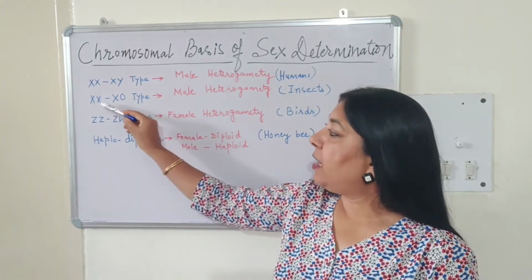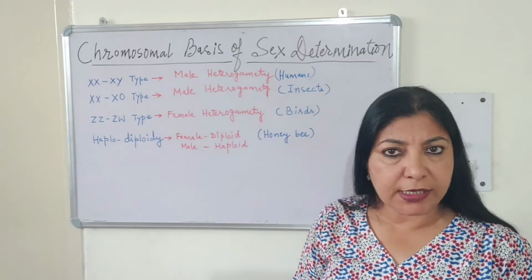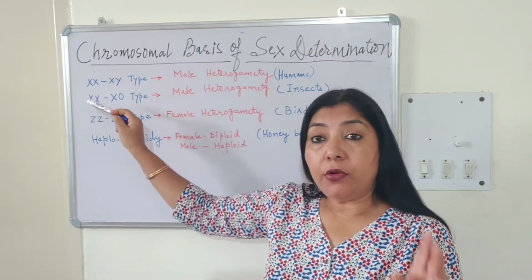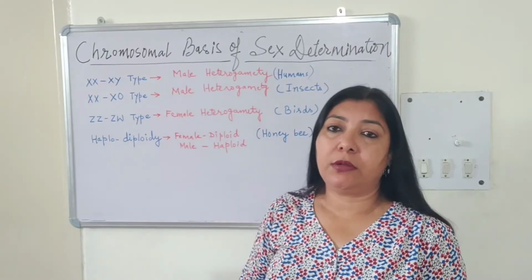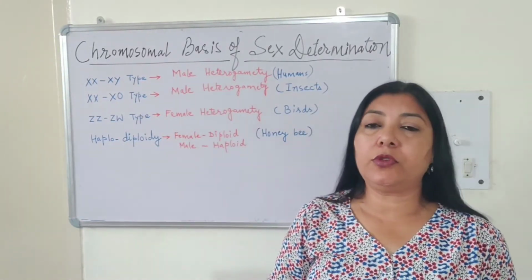Then next is XX-XO type, which is shown by most of the insects, where the females have 2 X chromosomes, whereas males have only 1 X chromosome.